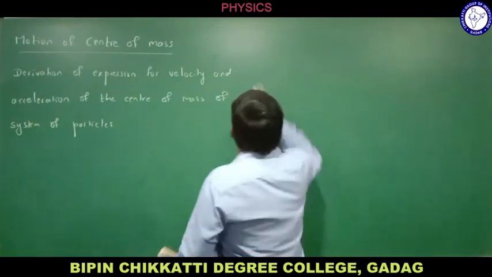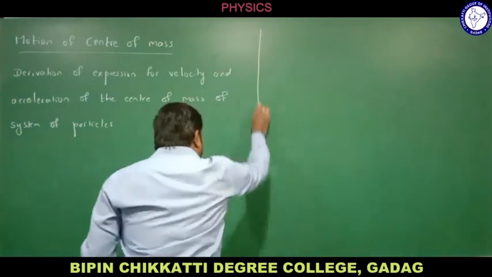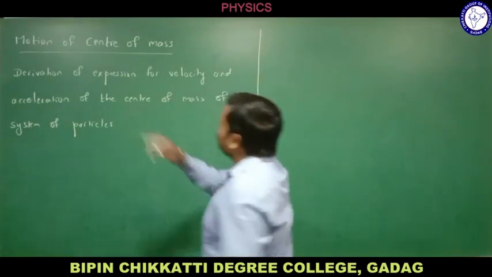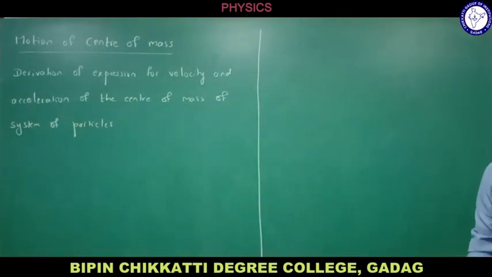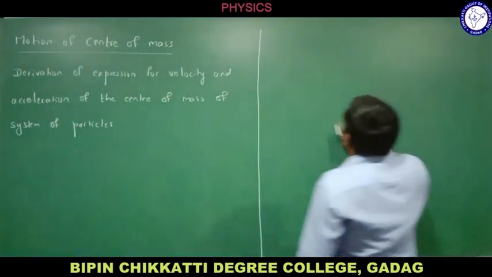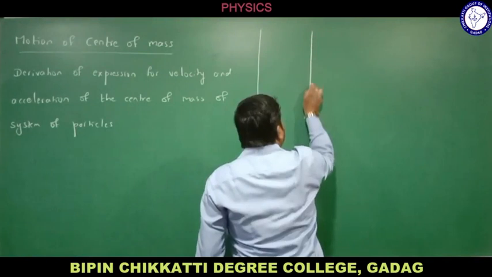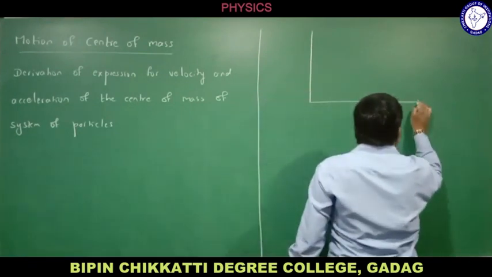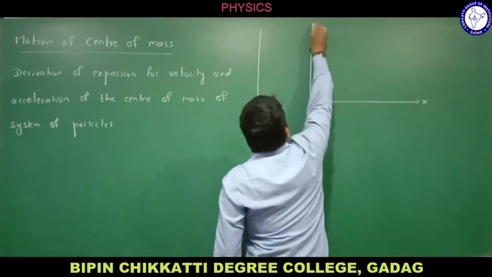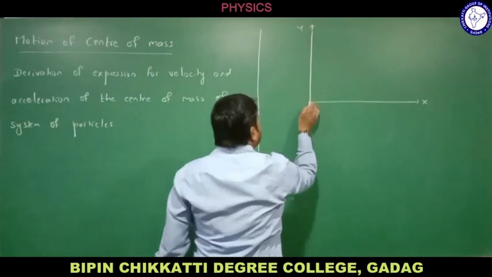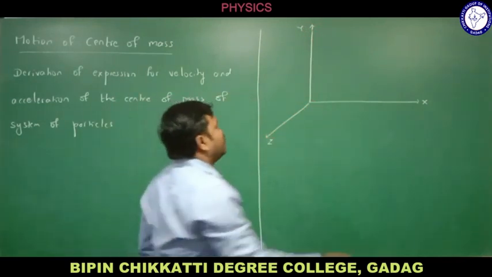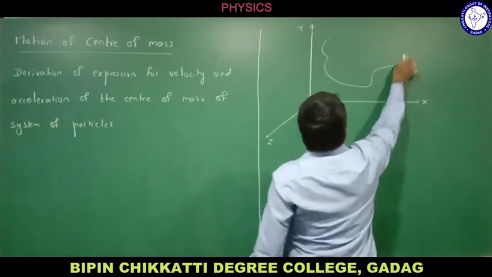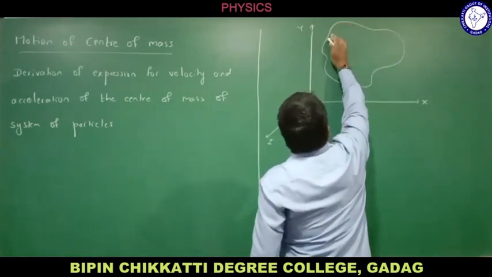Okay, let me derive this. Let me begin with the derivation of the expression for velocity and acceleration of the center of mass of a system of particles. Now let us take a system of particles first. Let me consider this is the x axis, this is the y axis, and this is the z axis. As usual, let me consider a system of particles.